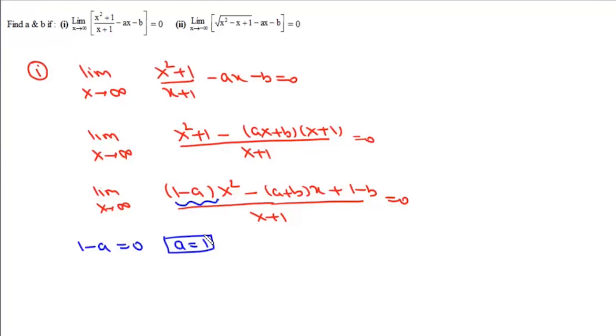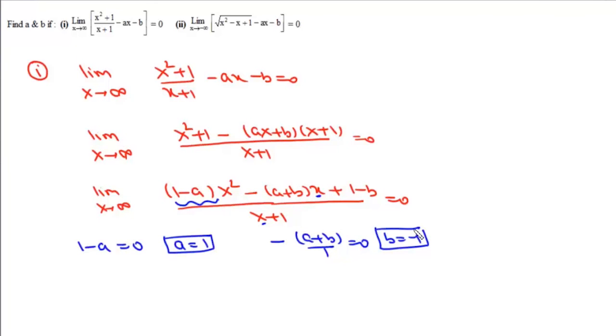Now if a is 1, then both numerator and denominator have highest power x. So in this case, value of this limit will be minus (a plus b) upon 1 equals 0. Then value of b is minus 1. So for the first part, value of a is 1 and value of b is minus 1.